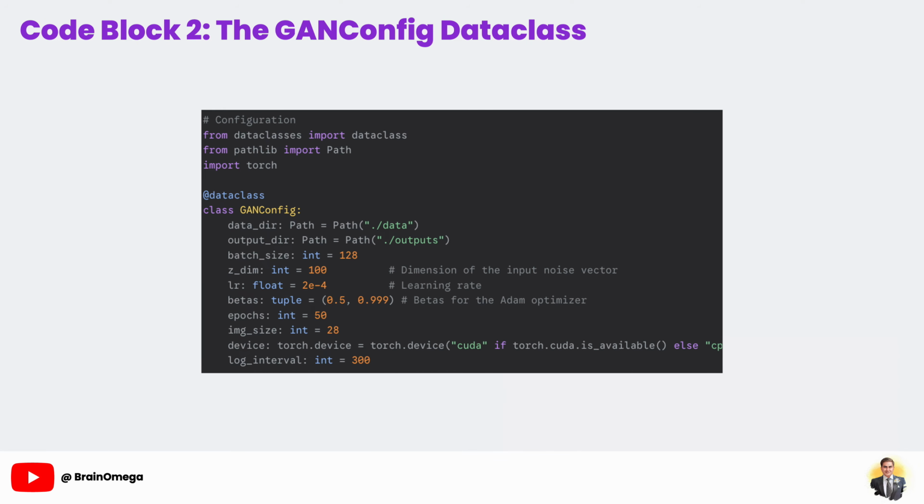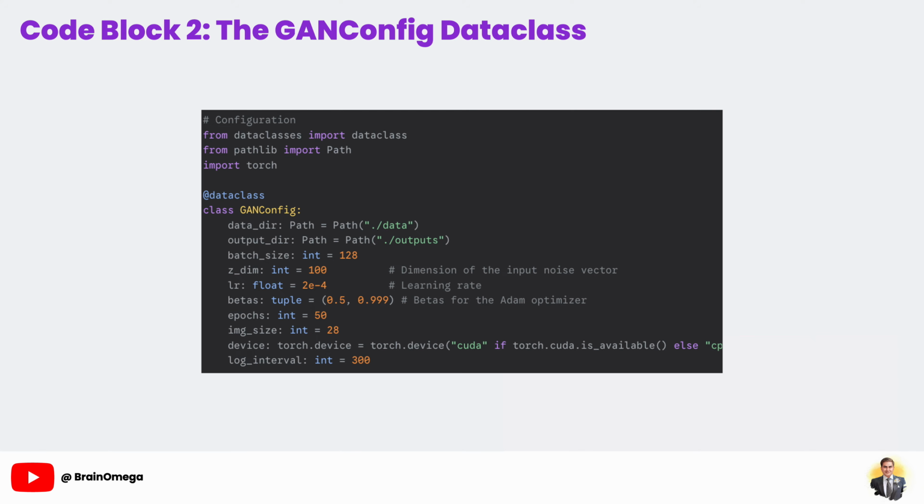Next up, let's get our experiment organized with the GAN config data class. When you work on a machine learning project, you'll have dozens of settings: learning rates, batch sizes, image sizes, directory paths, and more. Hard coding these numbers directly into your training script is a recipe for disaster. It becomes messy and impossible to track your experiments. A much cleaner approach is to use a configuration class, and Python's data class is perfect for this. It's like a central control panel for our entire project.